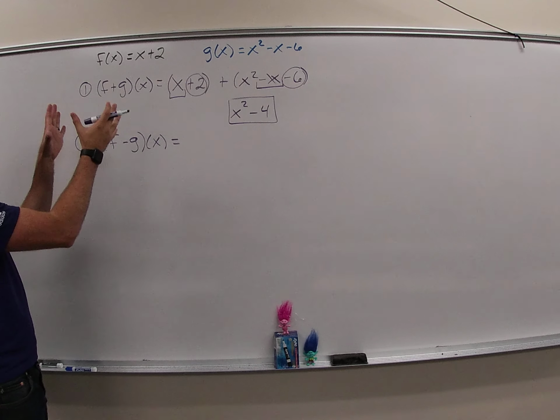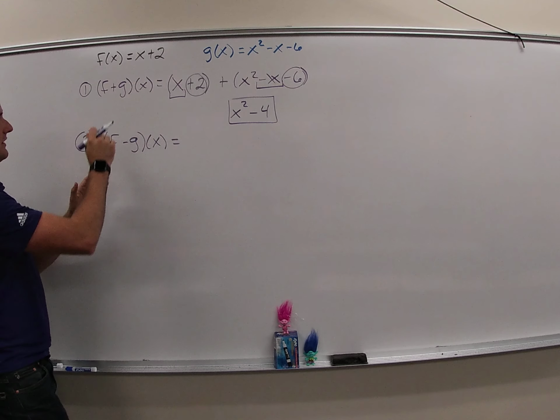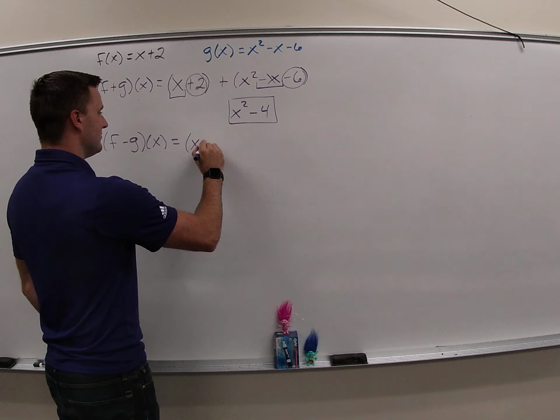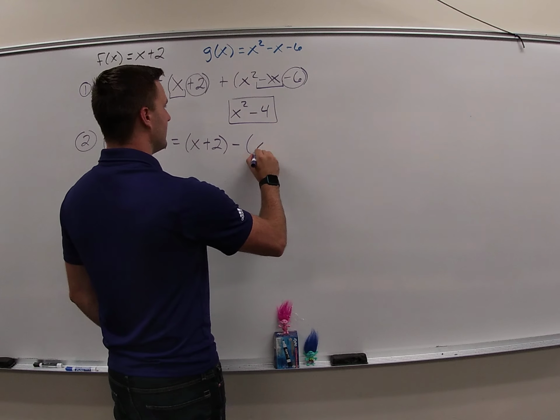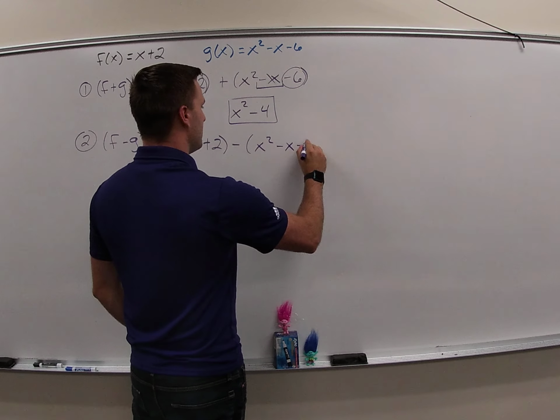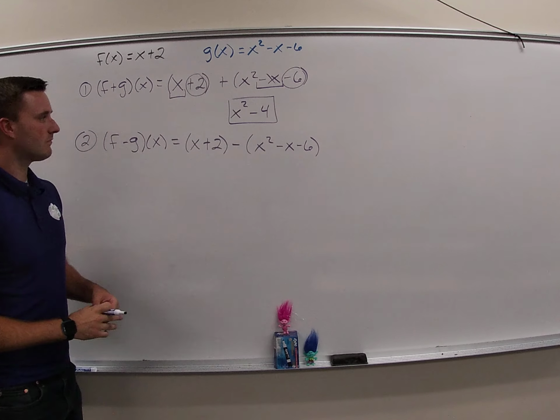So again, taking f of x, we're going to read in order from left to right. So f of x, we have x plus 2 minus g of x, which is this entire x squared minus x minus 6.